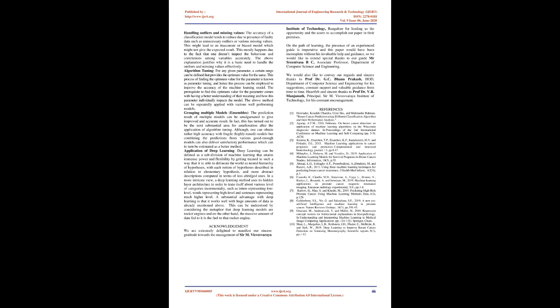Application of deep learning. Deep learning can be defined as a subdivision of machine learning that attains immense power and flexibility by getting trained in such a way that it is able to delineate the world as a nested hierarchy of hypotheses, with each notion of hypotheses described in relation to elementary hypotheses, and more abstract descriptions computed in terms of less abridged ones. In a more intricate view, a deep learning method uses its hidden layer architecture in order to train itself about various levels of categories incrementally, such as letters representing low level, words representing high level, and sentences representing much higher level.